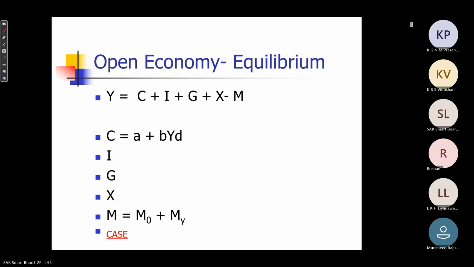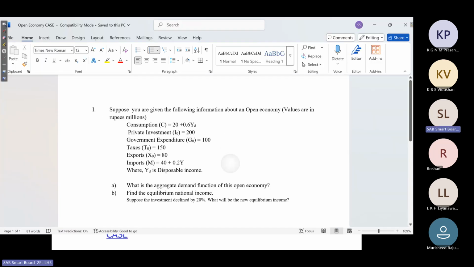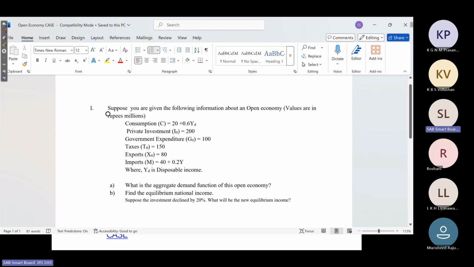Now we have a small example. You are given a model. The consumption is 20 plus 0.6 YD. Private investment is 200. Government expenditure is 100. Tax here is a simple tax function, an autonomous tax. Export is 80, imports are 40 plus 0.2 Y. YD is the disposable income. So what is the aggregate demand function of this?